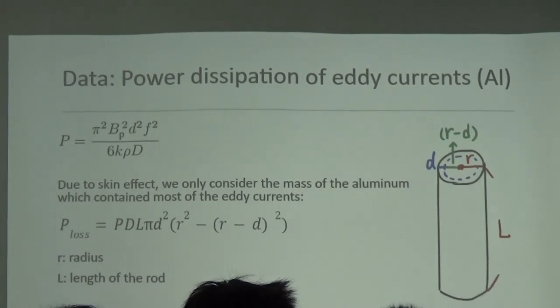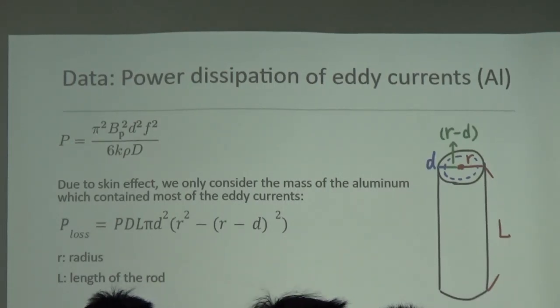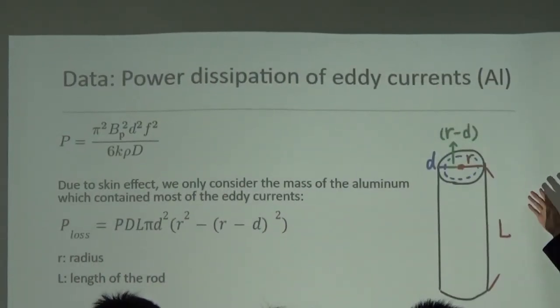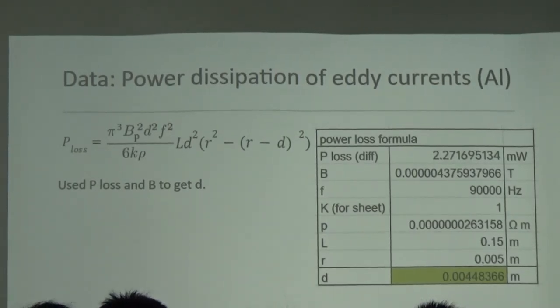And then it's the data of power dissipation of eddy currents. Again, we use this equation, and due to the skin effect, we only consider the mass of the aluminum, which contains most of the eddy currents. So the P loss can be rewritten as P loss equals pi sigma L pi V squared times R squared minus (R minus delta) squared, where R is the radius, right here, and then L is the length of the rod. And then we inserted P and B, so some numbers that we just got, into this equation, and then we can get sigma.